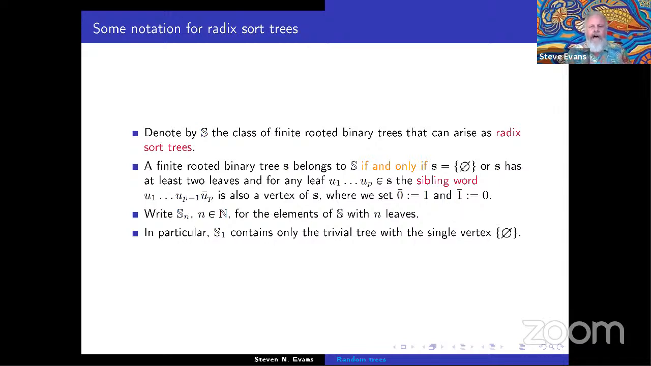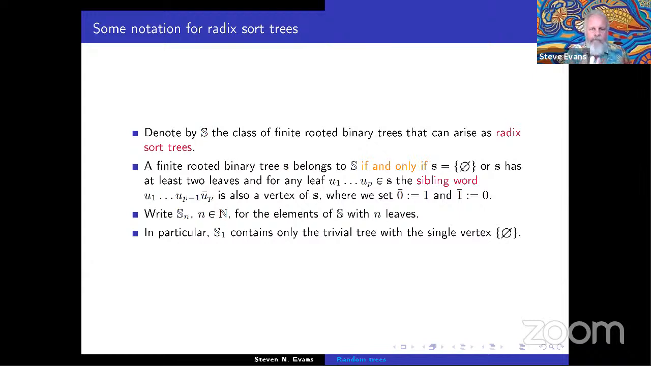Okay, so let's introduce some notation that we'll need. Let's denote by S the class of finite rooted binary trees that can actually arise from this algorithm.